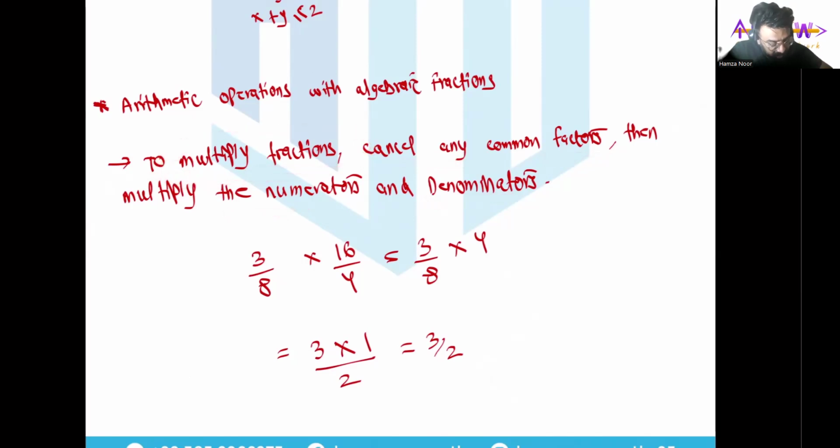So very basic thing, very basic example. Let's say 3 over 8 is multiplied by 16 over 4. So 16 over 4 is simplified as 4 because 4 times 1 and 4 times 4. And then 3 over 8 is multiplied by 4. So this means 4 times 1 and 4 times 2. So this means 3 multiplied by 1 divided by 2. 3 over 2 is simply your answer.